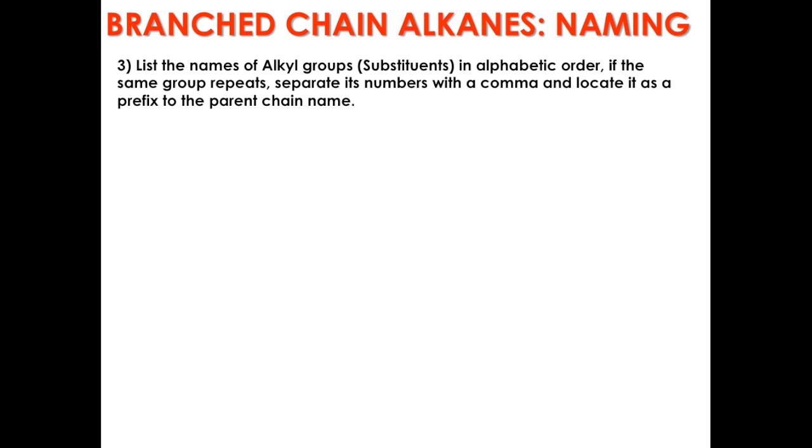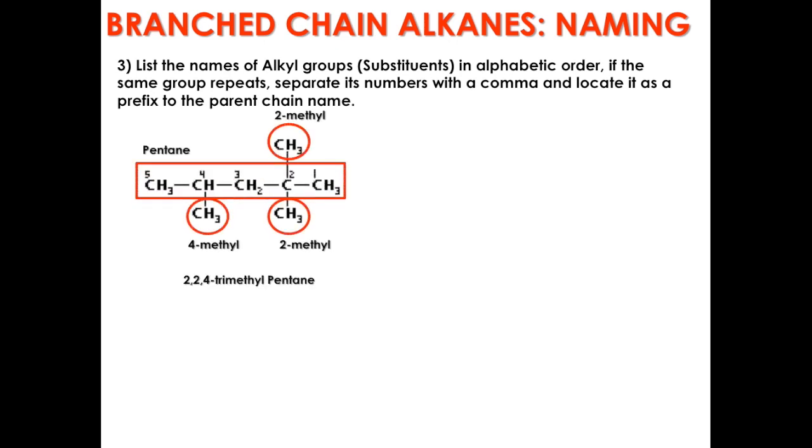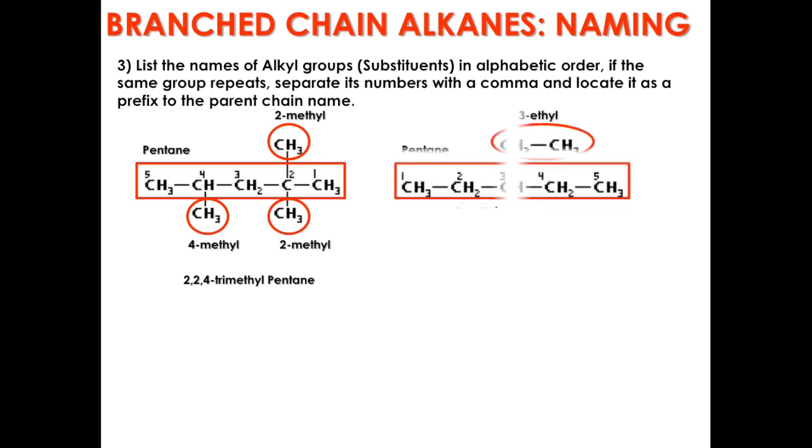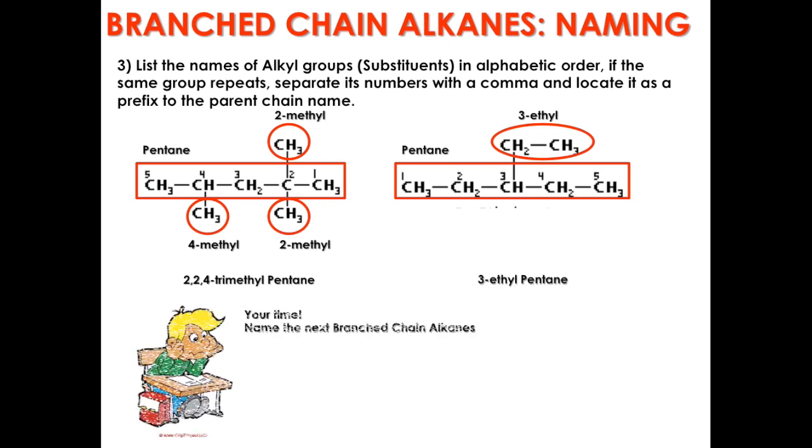Third, list the names of alkyl group substituents in alphabetical order. If the same group repeats, separate its numbers with commas and locate it as a prefix to the parent chain. In the first example, we will have 2,2,4-trimethylpentane. In the second example, it will be 3-ethylpentane.